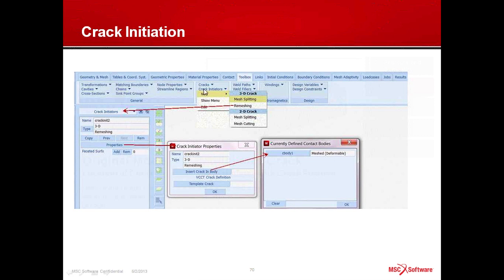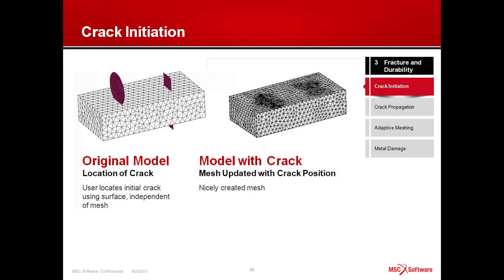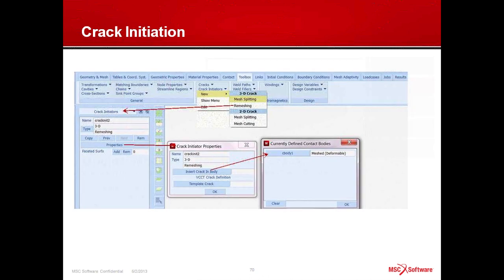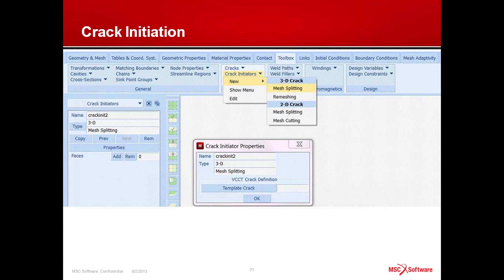There are some menus that talk about crack initiators, and then about doing remeshing, and then you would say insert a crack in the body. You'd define what your body was, and you would define the geometric representation of the crack. The geometric representation of the crack comes through a faceted surface that is generated by Mentat. And once you did that, later on you would assign a template crack to it, which we'll get to a little bit later.